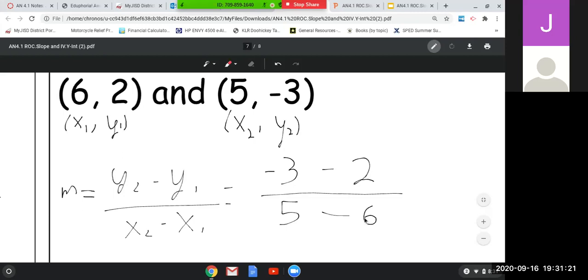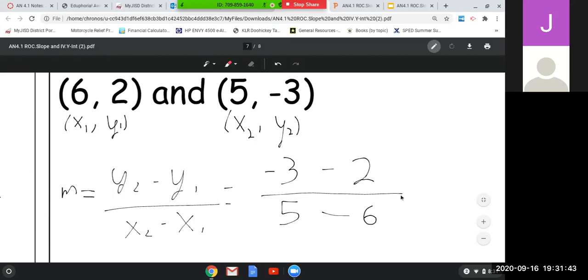Now you might hear me say x1 or x sub 1, x2, x sub 2. Really what that means is x sub 1 means x with a subscript of 1, x with a subscript of 2 for x sub 2. Or I can just say x1, y1, x2, y2. They all mean the same thing.